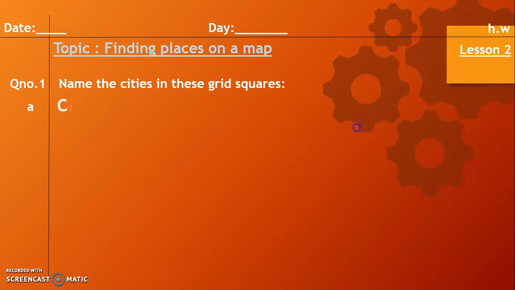So which city is in grid square C4? Write the answer here. Which city is in grid square E5? Write the answer here. Which city is in grid square D6? Write the answer here. Which city is in grid square E6? Write the answer here.